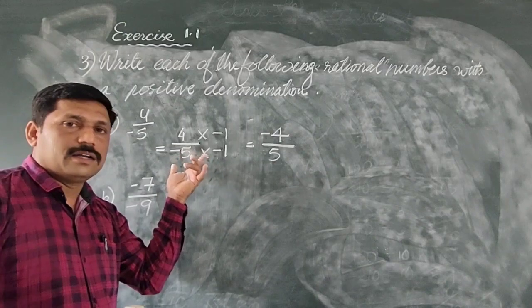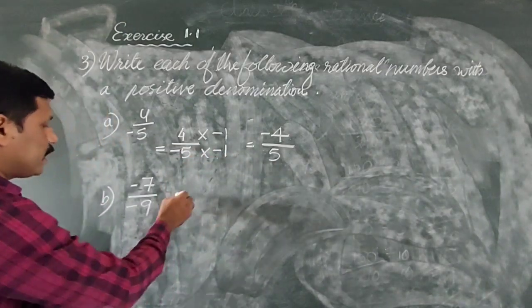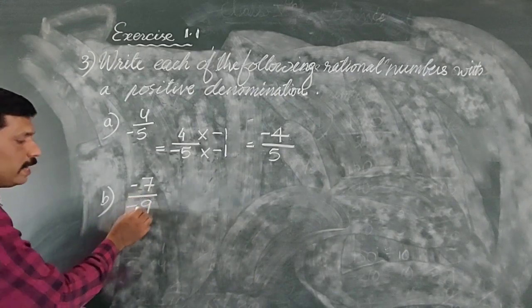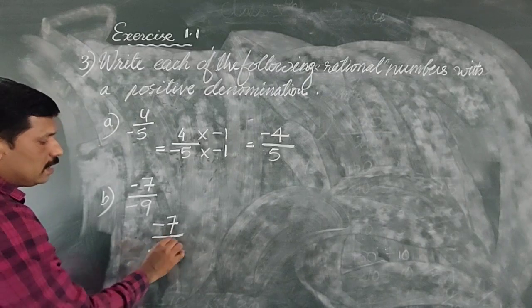Then the negative denominator can be changed into a positive denominator. Look at the next question: negative 7 upon negative 9. Here also we do the same process.